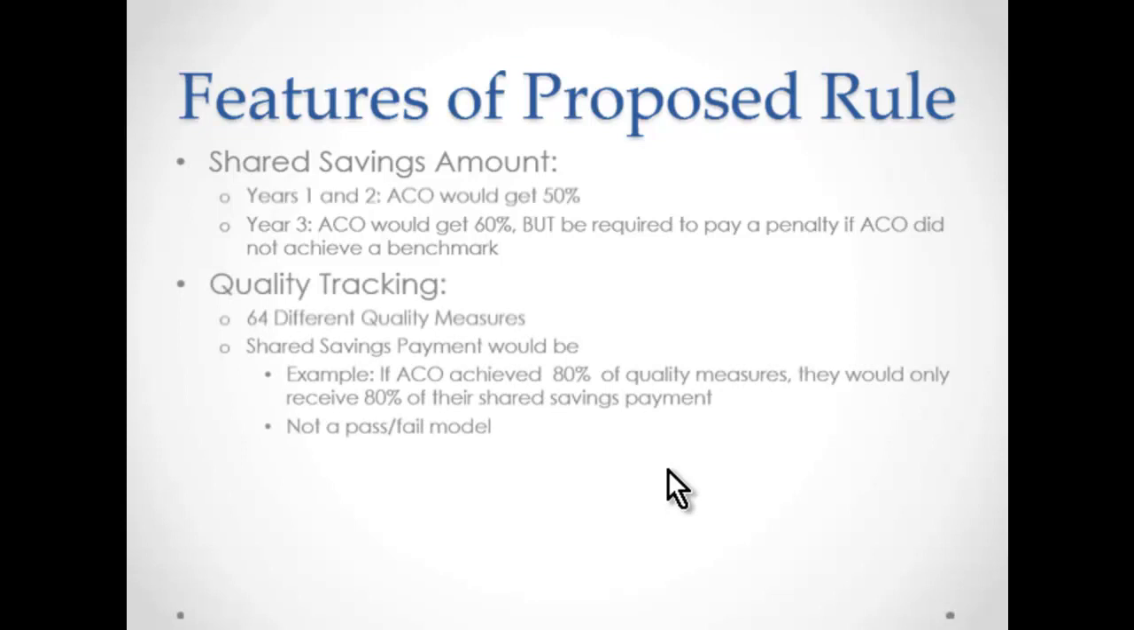And in terms of quality tracking, the proposed rule said that there would be 64 different measures of quality, and that the shared savings amount would be tied to the ACO's grade on these 64 quality measures. So for example, if an ACO achieved 80% of the quality measures, they would only get 80% of the shared savings payment. So it was not a pass-fail model, and there would be more risk involved for the ACO.